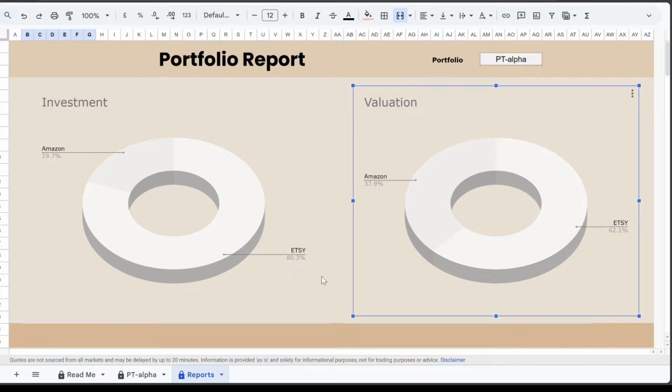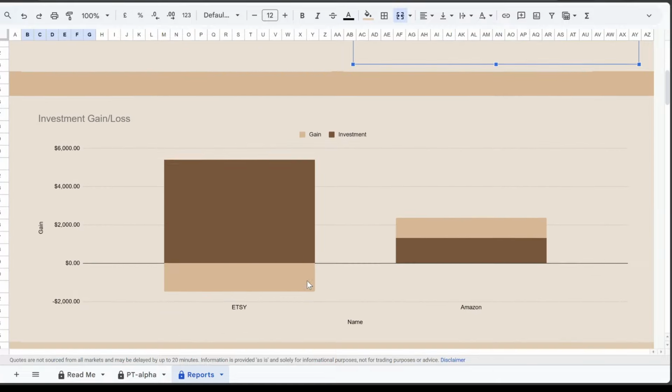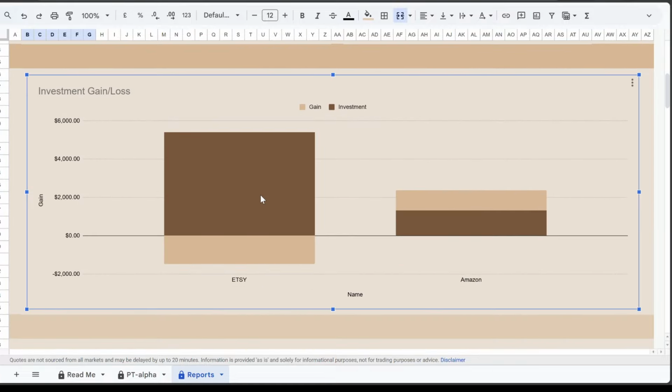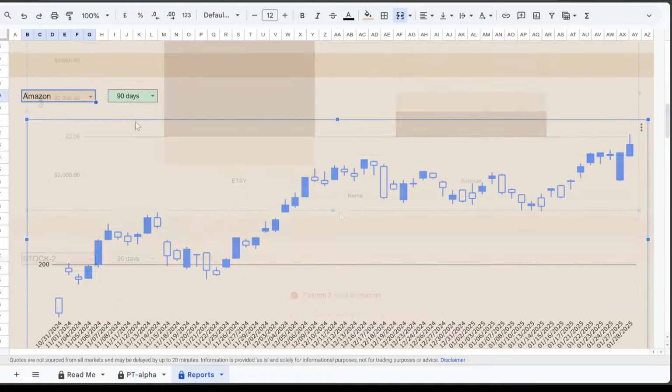Next section is a bar chart to depict investment versus gain for each stock. Darker section in the bar shows investment. Lighter one shows gain for the same stock. Any bar below the line shows losses.